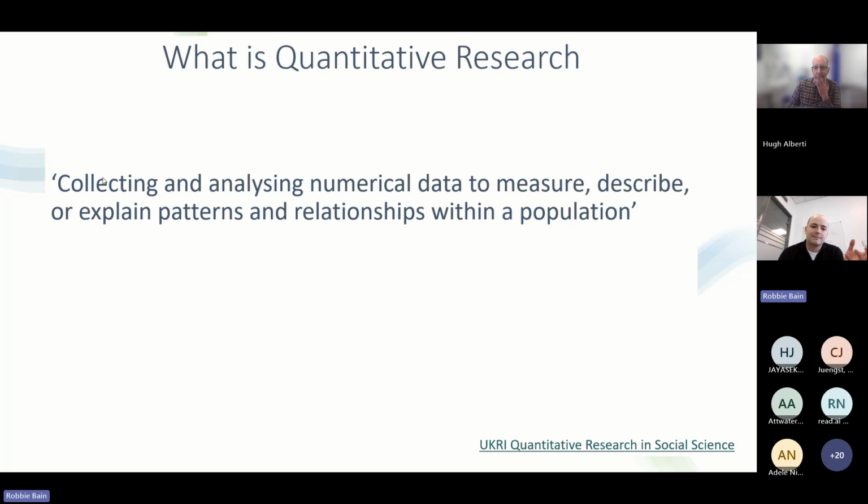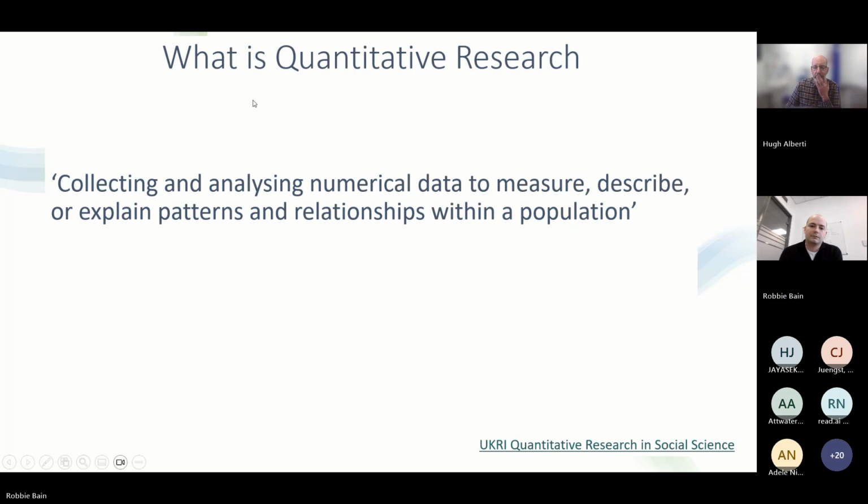So very simply, to start off with, what is quantitative research? It's the idea of collecting and analysing data, which can be numerical, that you can measure and describe, and use that to explain a pattern or relationship within a population, or at least that's what UKRI tell us. And very simply, it's: can I put a number on it? And does that help me measure the thing I'm trying to measure?